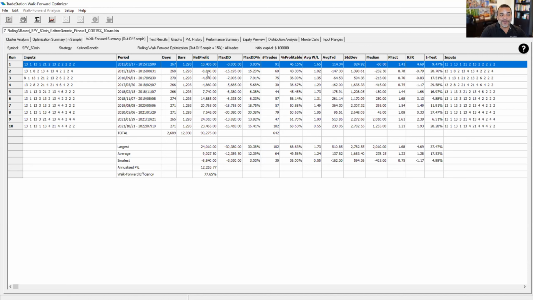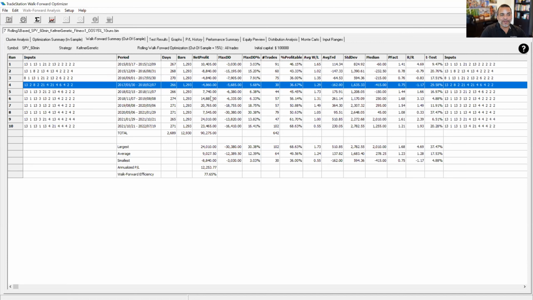You can see that some runs are negative. But if you remember the test criteria, it says that as long as 50% of the runs are profitable, it passes. And we see that clearly here. We can see that out of all the 10 runs, only 3 fail. So we have 70% of profitability. I think we saw 70% somewhere talking about efficiency, right?